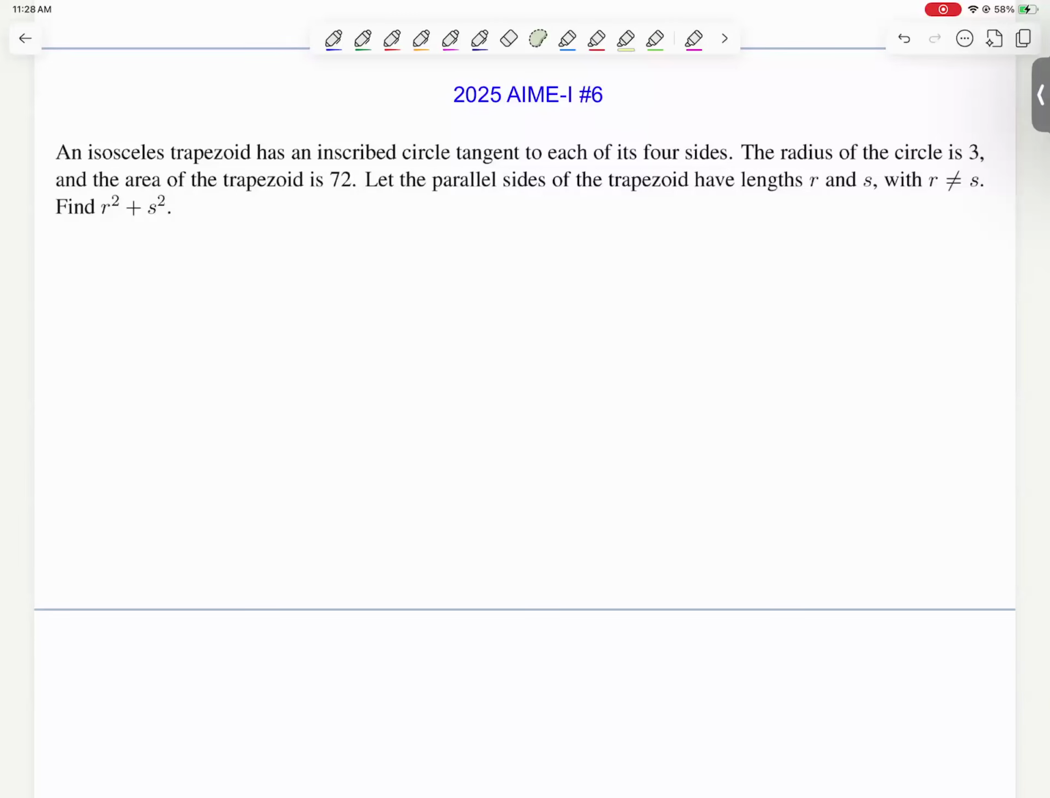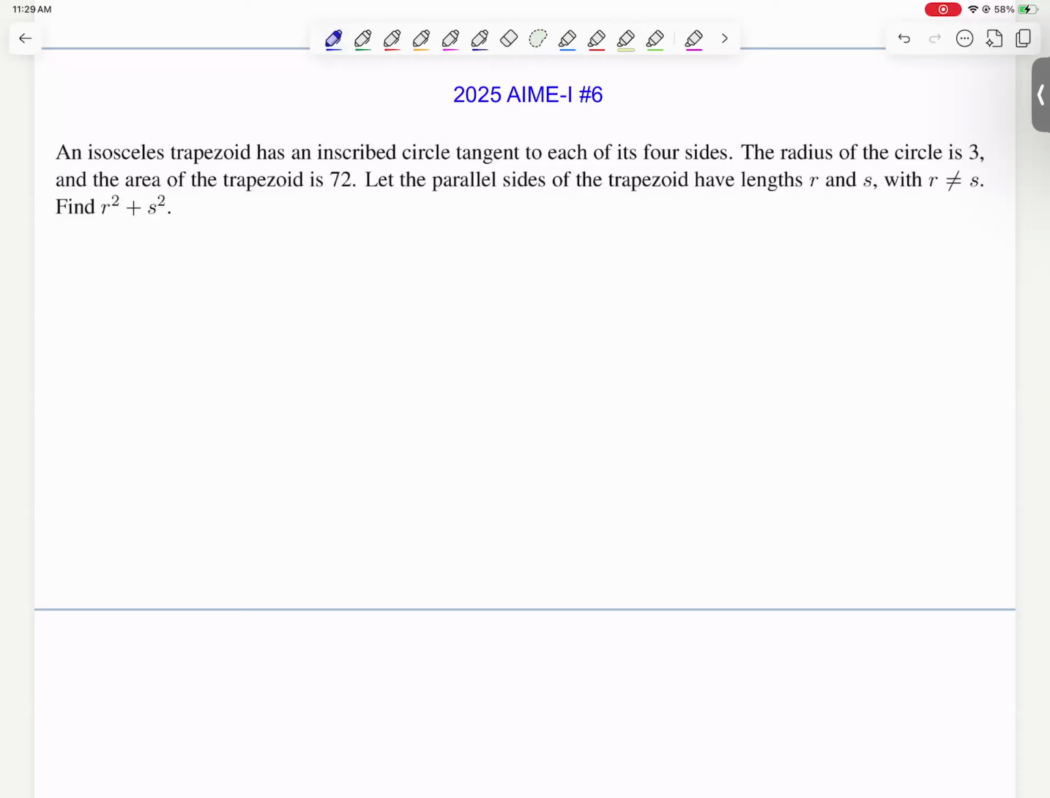An isosceles trapezoid has an inscribed circle tangent to each of its four sides. The radius of the circle is 3 and the area of the trapezoid is 72. Let the parallel sides of the trapezoid have lengths r and s, with r not equal to s. Find r squared plus s squared.